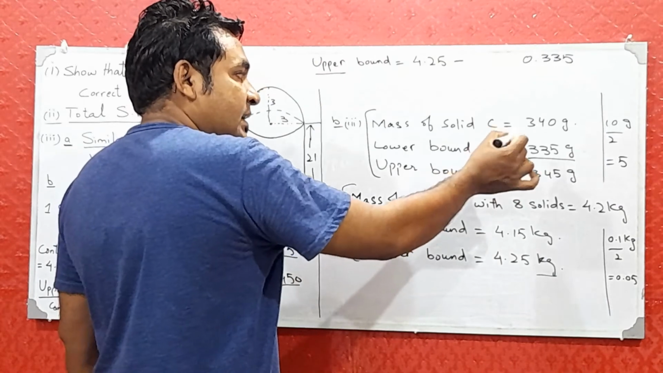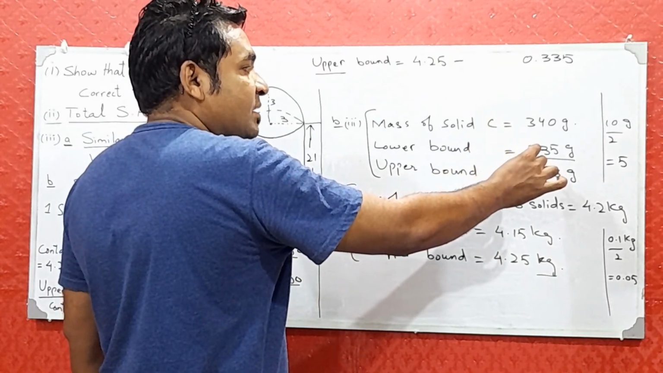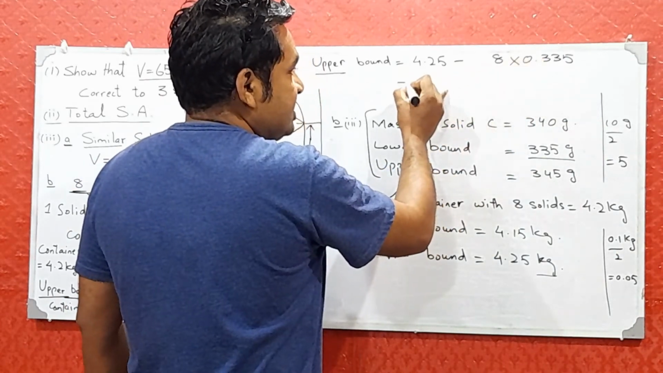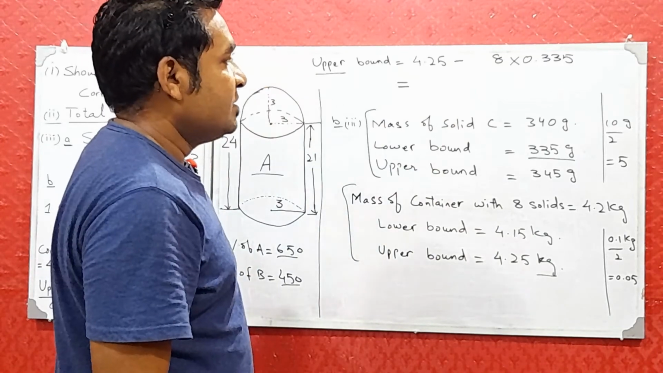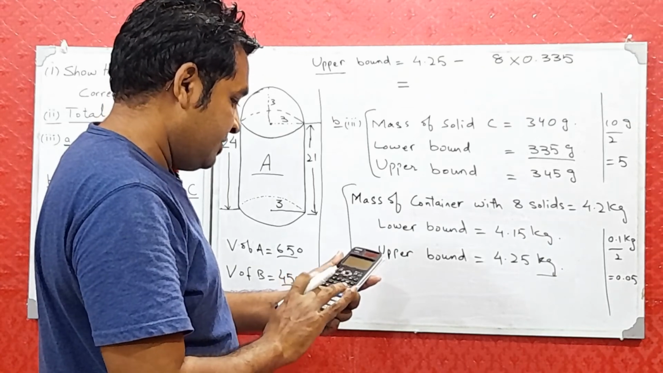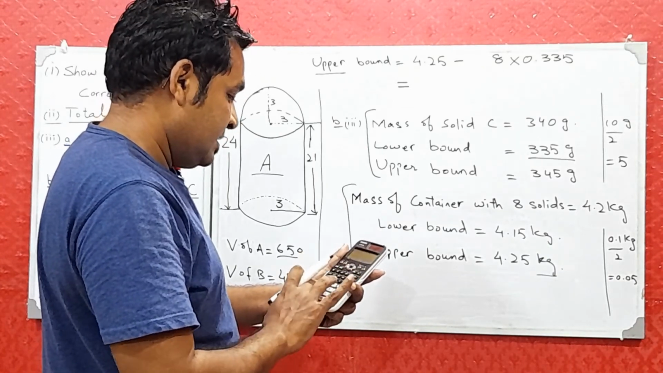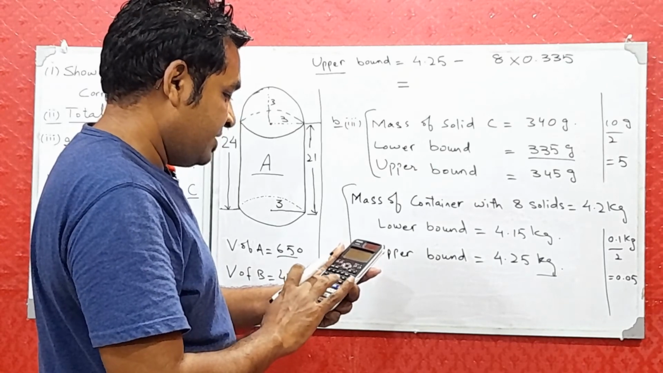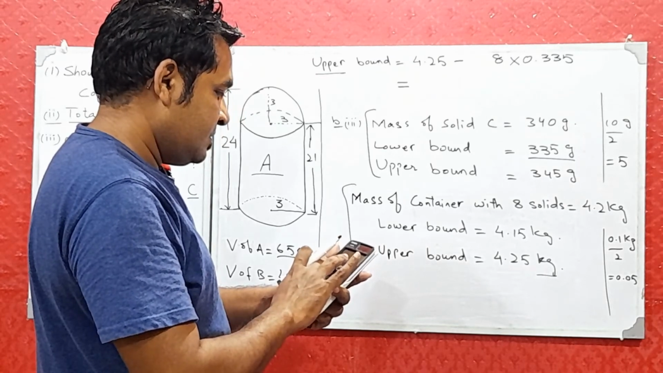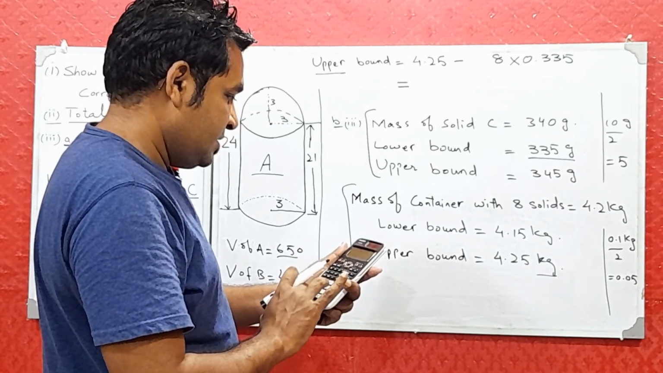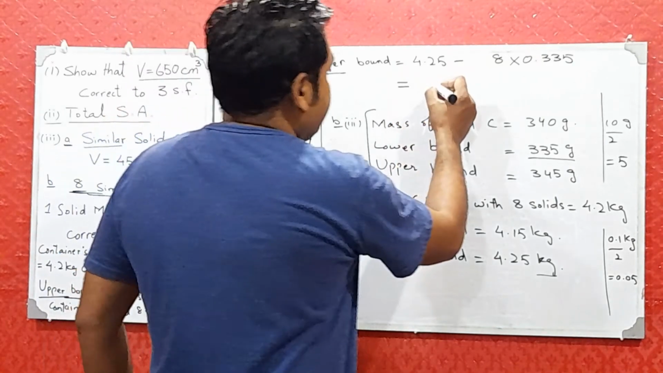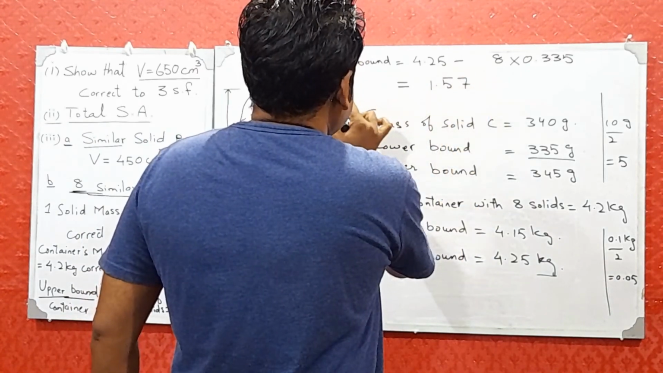So 335 when divided by 1000 becomes 0.335, and these are total 8 in number. So when you simplify it, 4.25 minus 8 into 0.335 will give you the answer 1.57, which is the upper bound of the container's mass without the 8 solids.